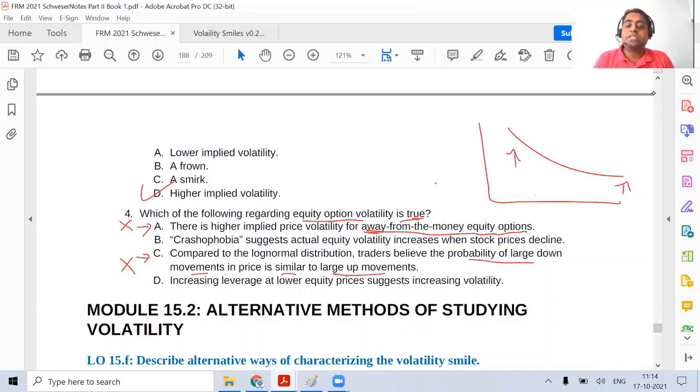B part. Crashophobia suggests actual equity volatility increases when stock price decreases. Is crashophobia saying that the volatility is increasing? Read this line properly. This is incorrect. The answer is D. Increasing leverage at a lower equity price suggests increasing volatility. This was the reason for the volatility smile for equity. Because when the stock price goes down, the leverage increases, your risk increases, and it primarily means your implied volatility is very high. So your answer is D. Are we good till this question part? Give me a quick confirmation on chat.